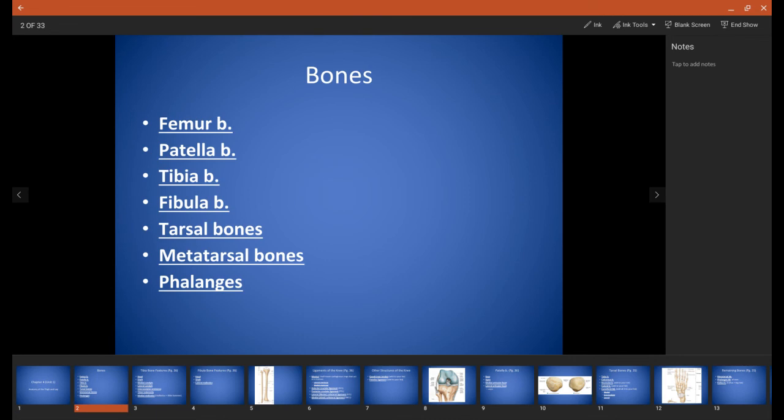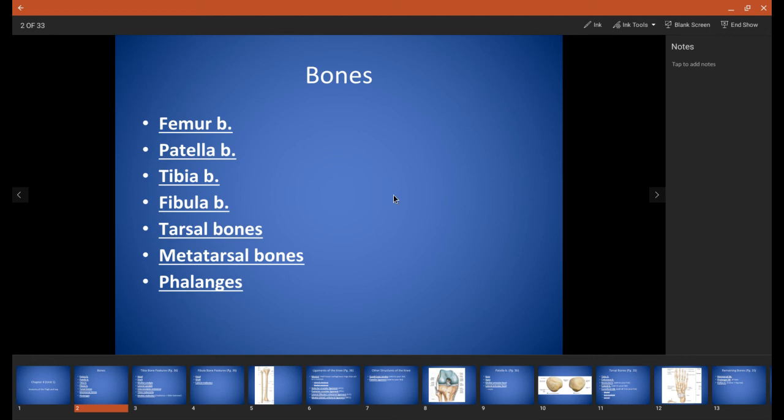Giving an overview of the bones of the lower appendage, we have the femur, which we covered in a previous video in Chapter 3. The patella, which is your kneecap. The tibia will be your shin. Fibula is a tiny, skinny bone just to the outside of your shin.